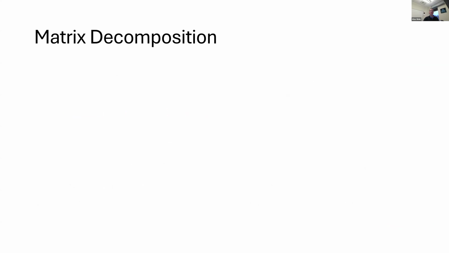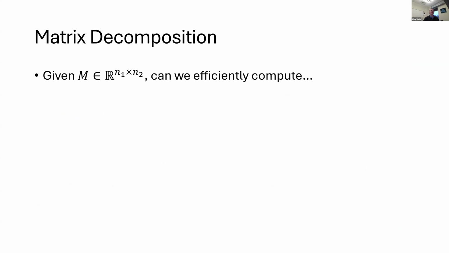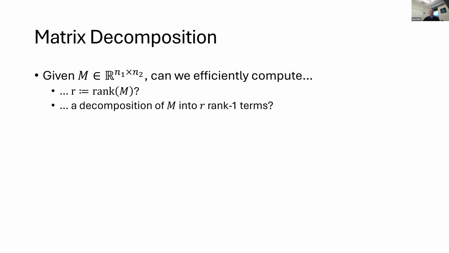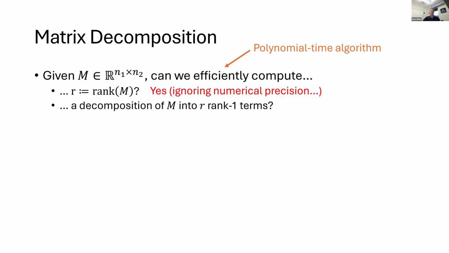So going back to the matrix world for a second, there's various questions we might care about if we want to decompose these. So if I give you a matrix, we might ask, can you compute the rank? And can you compute a decomposition of M into that many rank 1 terms? And when I say efficiently, I mean a polynomial time algorithm. So the answer for matrices is yes, that we know how to compute the rank. Here I'll ignore issues of numerical precision, like if you have a matrix that's rank 10, but really close to rank 9 or something like this, let's not worry about it. I'll basically assume that you can do linear algebra exactly.